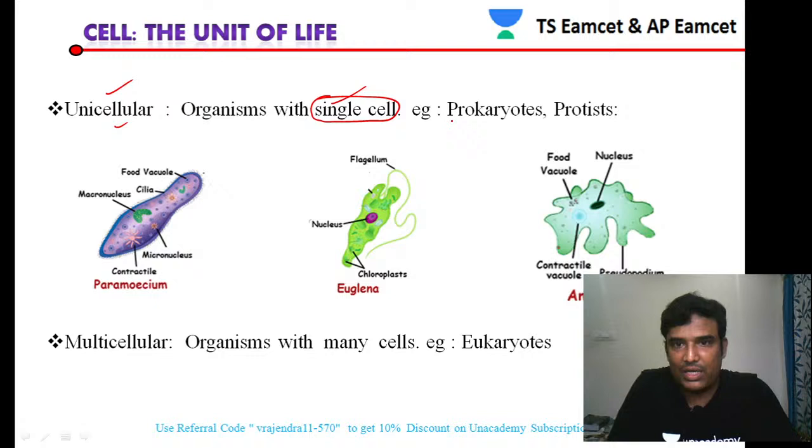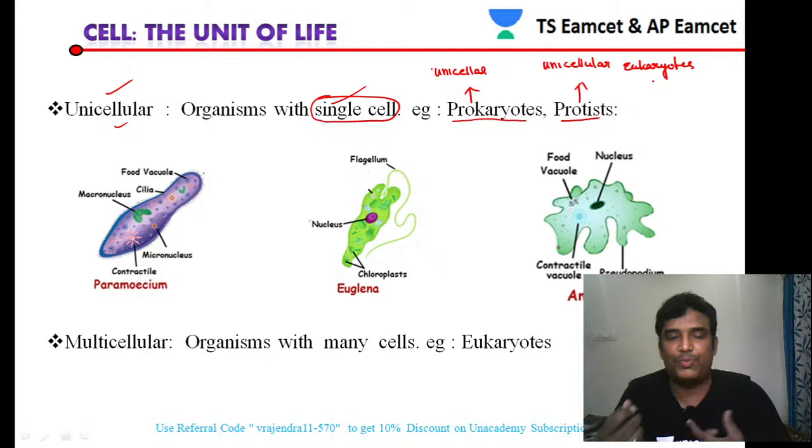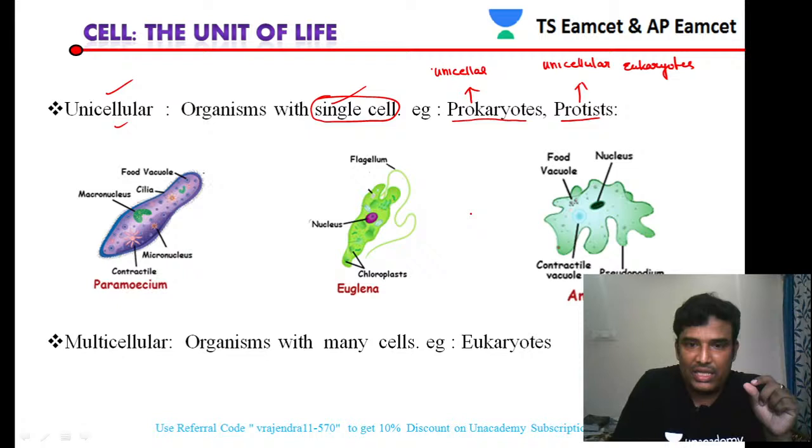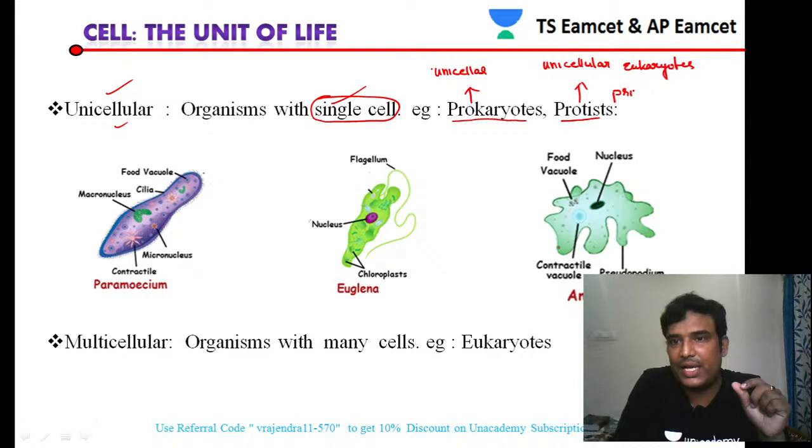The best examples of unicellular organisms are prokaryotes as well as members like the protists. Prokaryotes are unicellular. Protists are also unicellular, but they are unicellular eukaryotes. Protists are also called primitive eukaryotes.